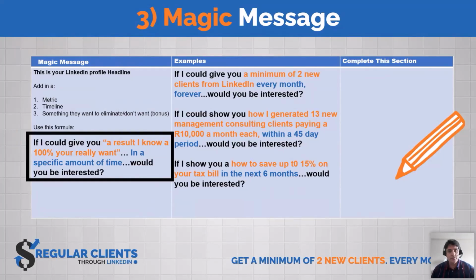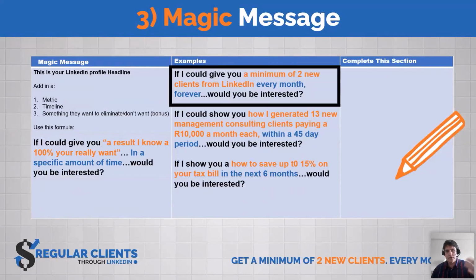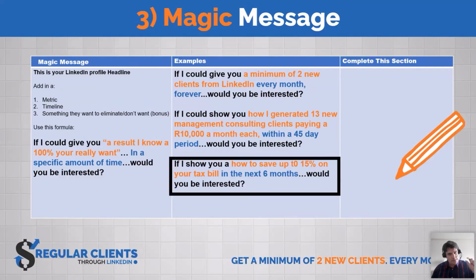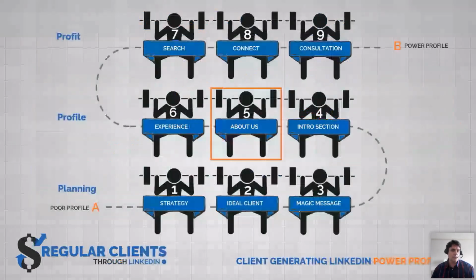Great example for you. If I could give you a result I know you 100% really want in a specified amount of time, would you be interested? And we looked at those first two examples. Here's another example. So let's say you were a management accountant, and I said to you, look, if I could show you how I generated 30 new management consulting clients paying 10,000 Rand every month within a 45-day period, would you be interested? So you can see whatever it is that you're saying, just be very specific. What is the biggest problem that you solve for people?